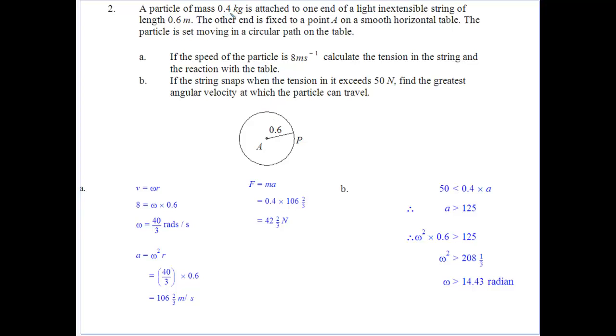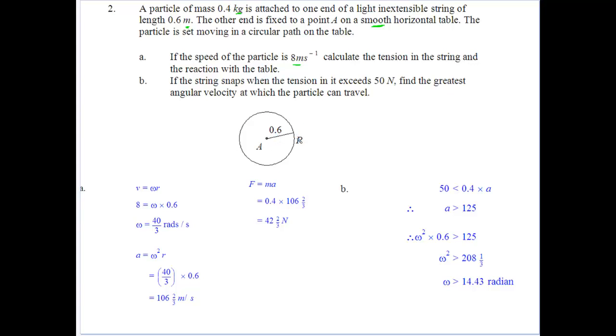This time we've got a particle of 0.4 of a kilogram, and the kilograms is important there, at the end of a light extensible string of length 0.6. The other end is fixed to a point on a smooth horizontal table. The reason we say it's smooth means there's not going to be any friction. And it's moving in a circular path on the table. If the speed is 8 meters per second, calculate the tension in the string and the reaction with the table.